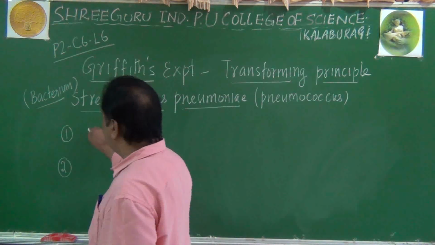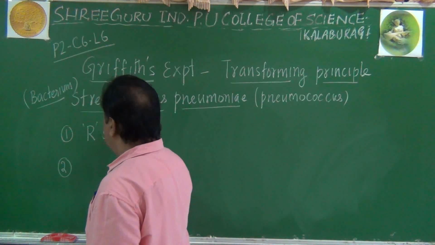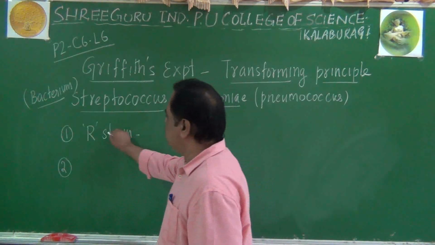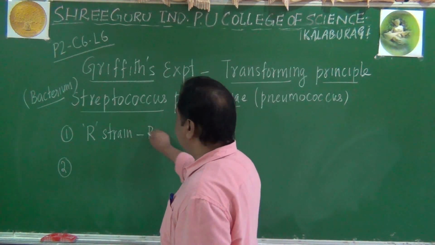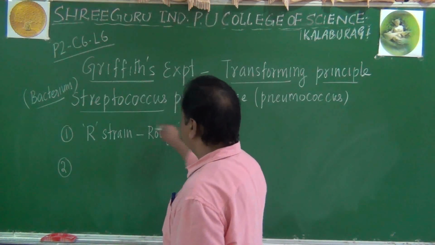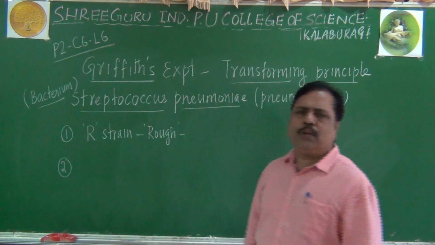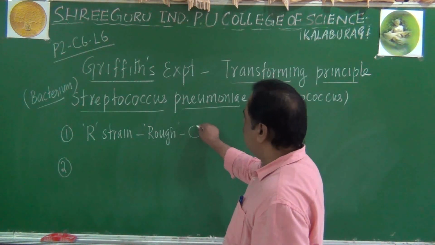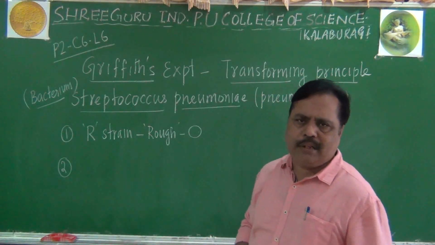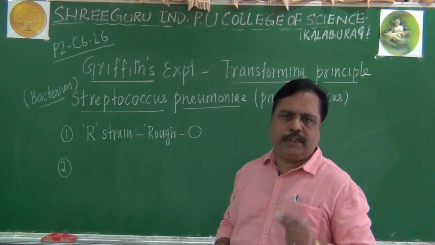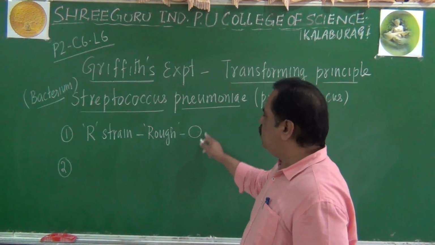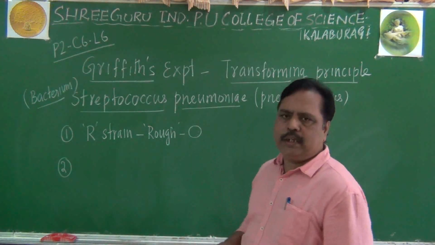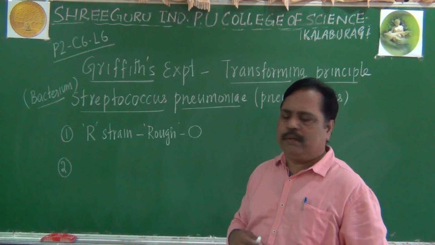The first type is known as the R strain. What is the meaning of R strain? The R strain is otherwise known as the rough strain. Rough means the bacteria had an outer covering or capsule which is somewhat rough in nature. There was no extra smooth layer present over it. So it is called a rough strain.